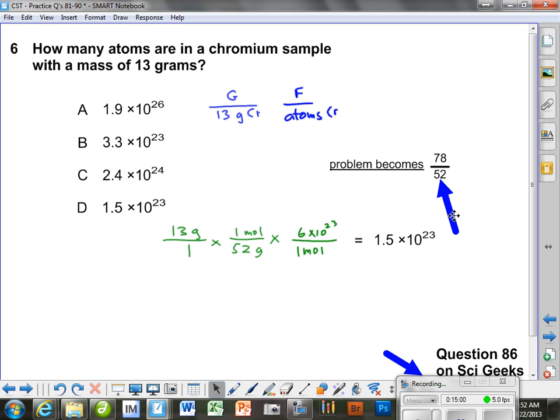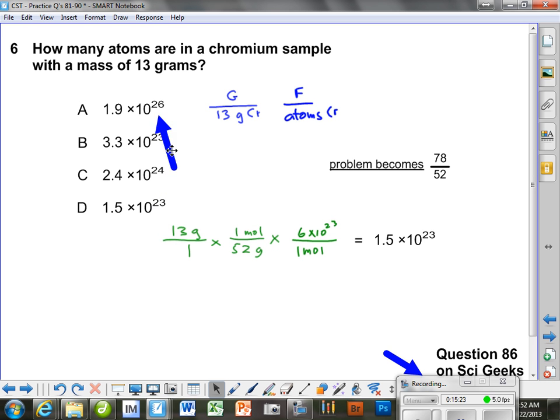Because 52 times 2 is 104. And when you divide 52 into 78, you know it's going to be more than 1. So it's got to be between 1 and 2. And this is the only answer that fits. And it's got to be closer to the 1.5. Oh, here, this 1.9 is 10 to the 26. So that's way out of there.